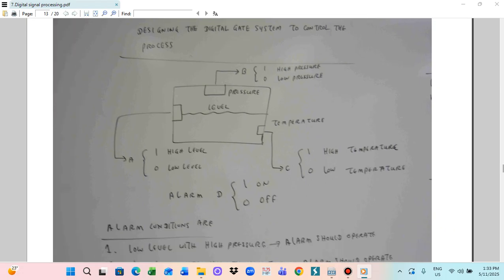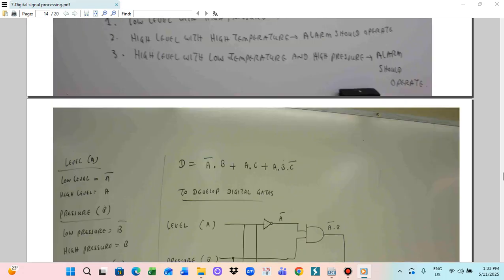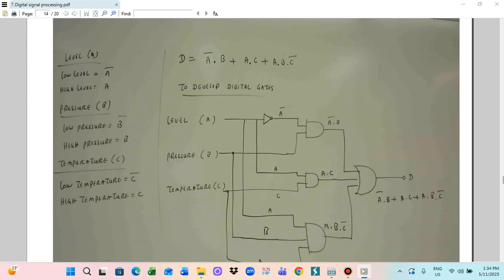Here we see designing a digital gate system. We are designing the digital gate system to provide an alarm system. We sense the pressure and the level as well as the temperature. High level is 1, low level is 0. Similarly, high temperature is 1, low temperature is 0. The alarm is on at 1 and off at 0. By sending the level and pressure, we have to use the gates.